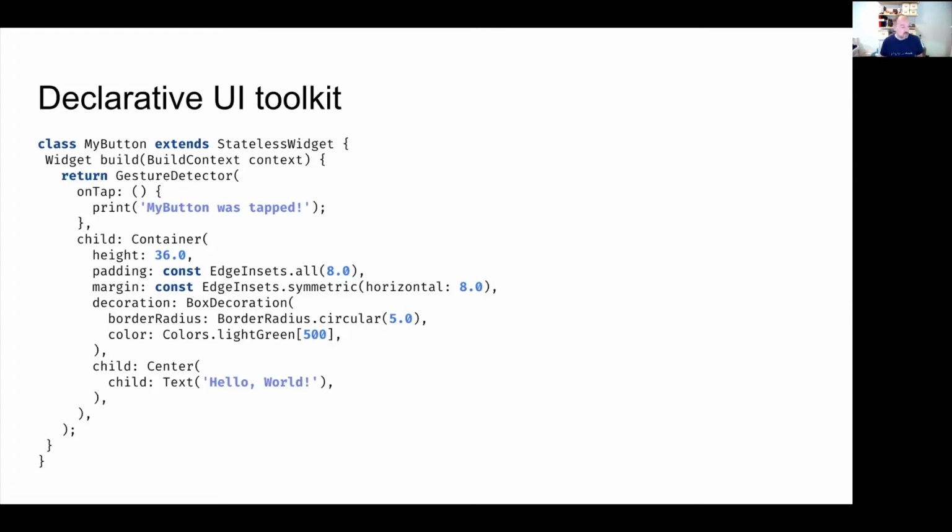In this example here, we have provided the height and the padding and the margin for the container part of the widget. And all these widgets in Flutter come with what's called a sane default, which means that you don't need to provide all the properties. Most of them have defaults. So you can have an empty container. You don't have to provide all the details there.